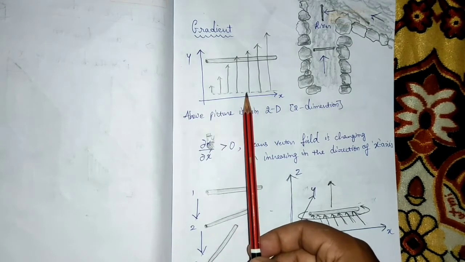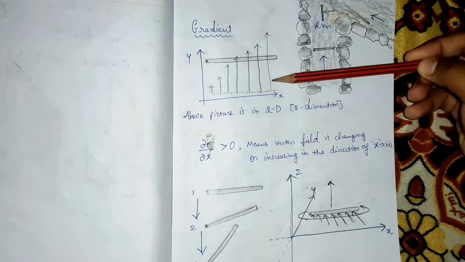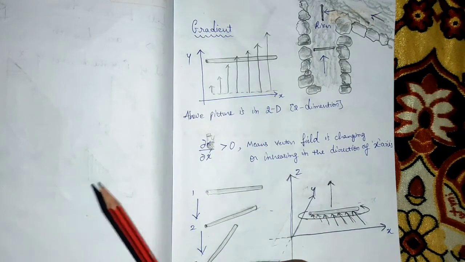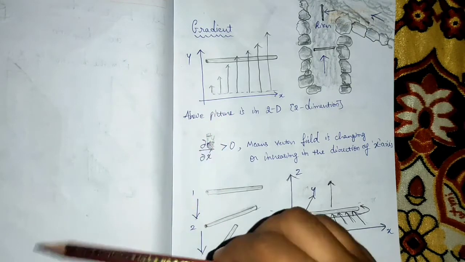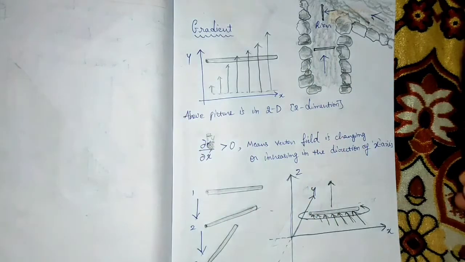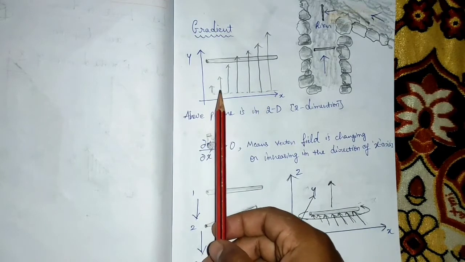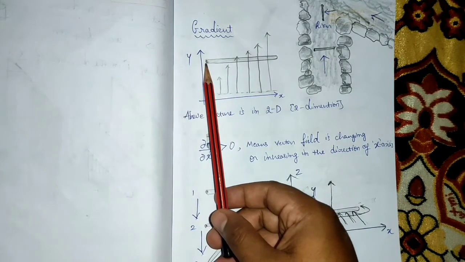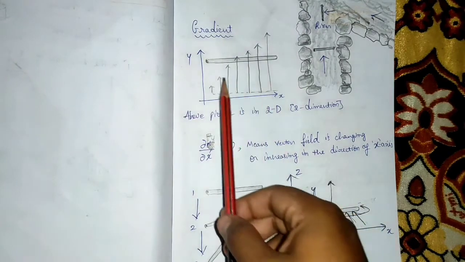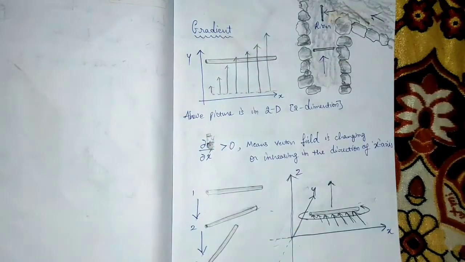Here, if you see this diagram, Fy, the force in the direction of the y-axis, is changing with respect to the positive direction of the x-axis. Why are we taking gradient? Gradient is responsible for rotation of the object. Let me explain how it causes rotation. Suppose you place a stick here like this. The force exerted at this end will be lesser than the force exerted at this end, so the stick will rotate like this, anti-clockwise.